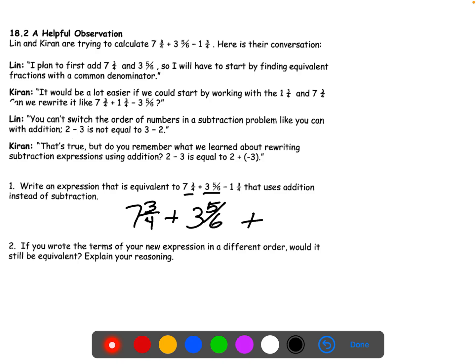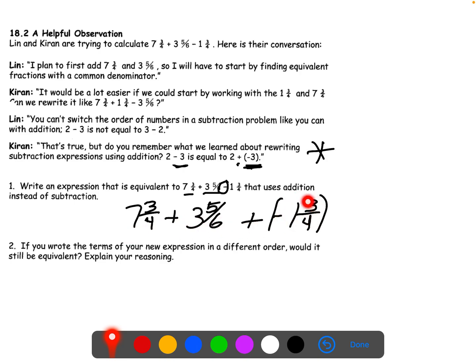So we're just copying so far what's happened. Now we're going to change this subtraction to addition. And based on what Kieran just said here, if we're going to use addition, we need to add the opposite of that second term. So the opposite of 1 3/4 is negative 1 3/4. And it'd be best to put that in parentheses just to set that negative number apart from the addition here. All right, so that would be a way to rewrite this only using addition.